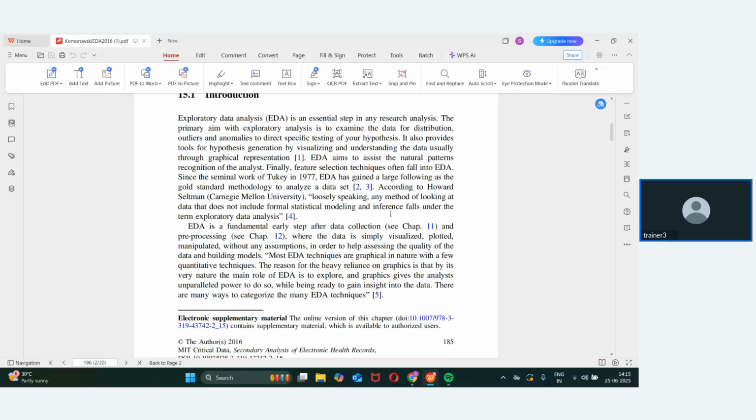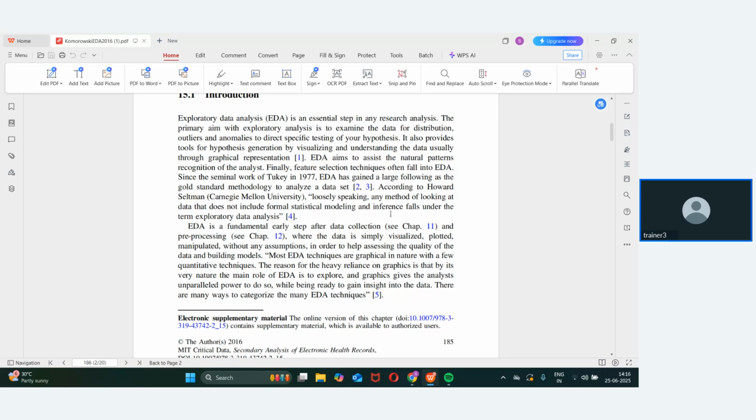Next, it aims to assist in naturally recognizing the patterns within the data. As I have just mentioned, we have also learned that EDA is an important step to understand the patterns and then find relationships within a data set.